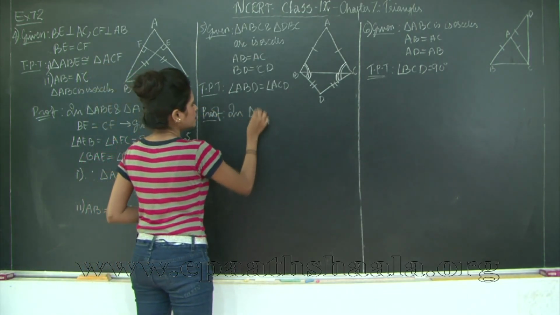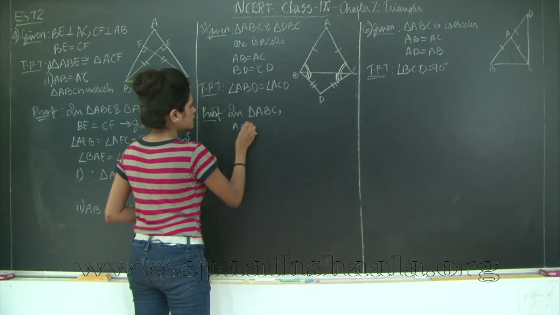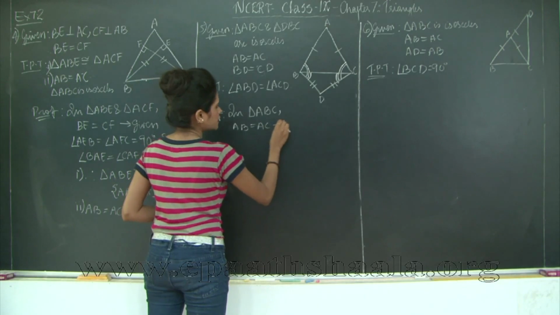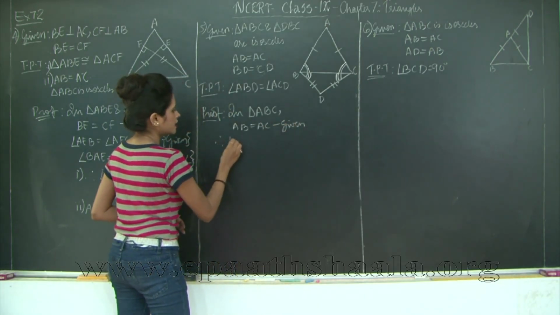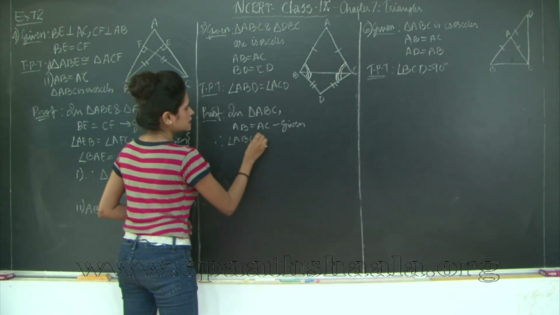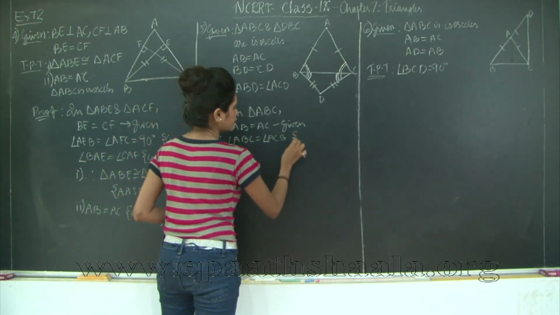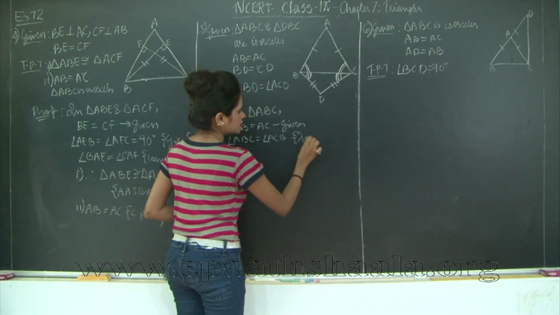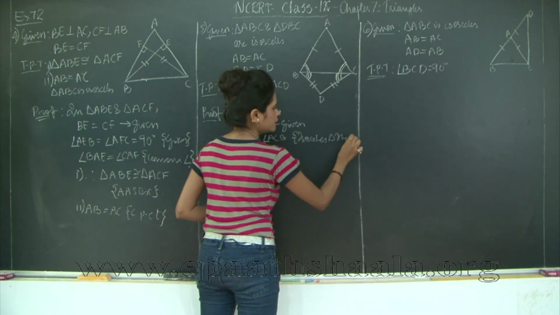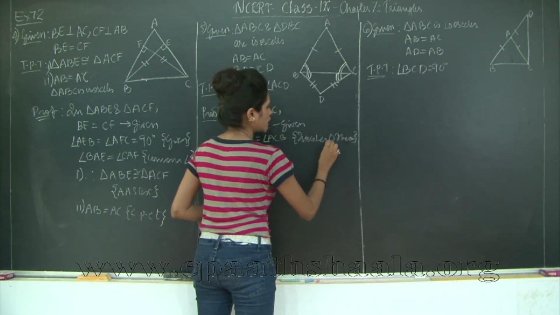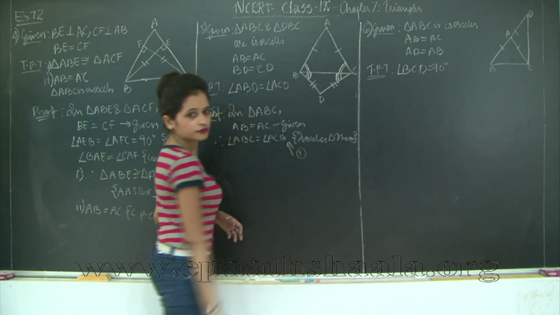In triangle ABC, AB is equal to AC, given. Therefore, angle ABC is equal to angle ACB. Isosceles triangle theorem. I am saying isosceles triangle theorem, and I'll mark this statement as 1. Right?